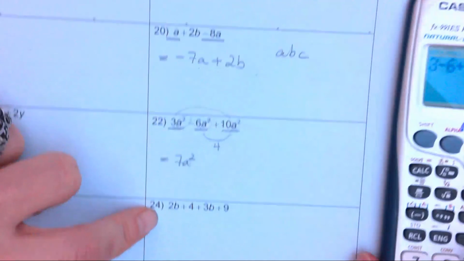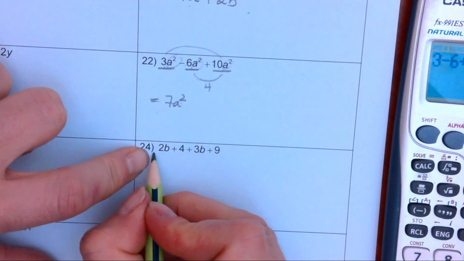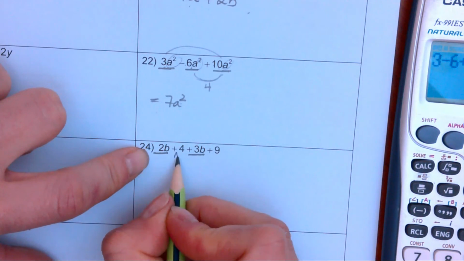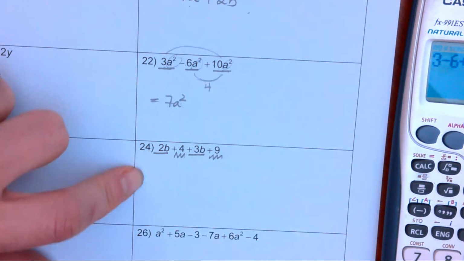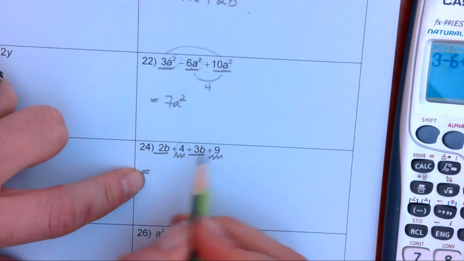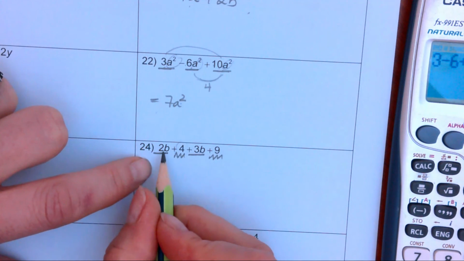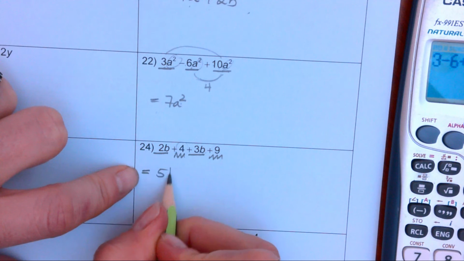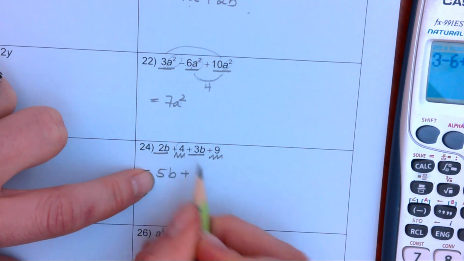Okay. So for the next one, I have b's and b's, and then constant terms and constant terms. So remember, the constant term always goes at the end, the one with no letter, no variable. So 2b plus 3b is 5b. 9 plus 4 is 13.